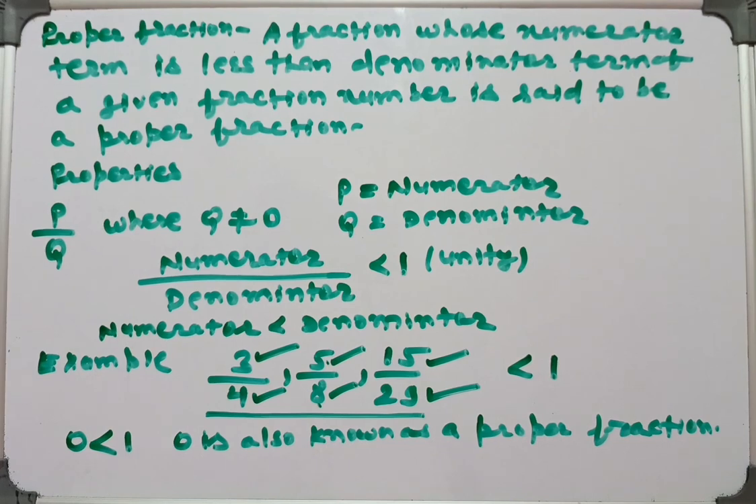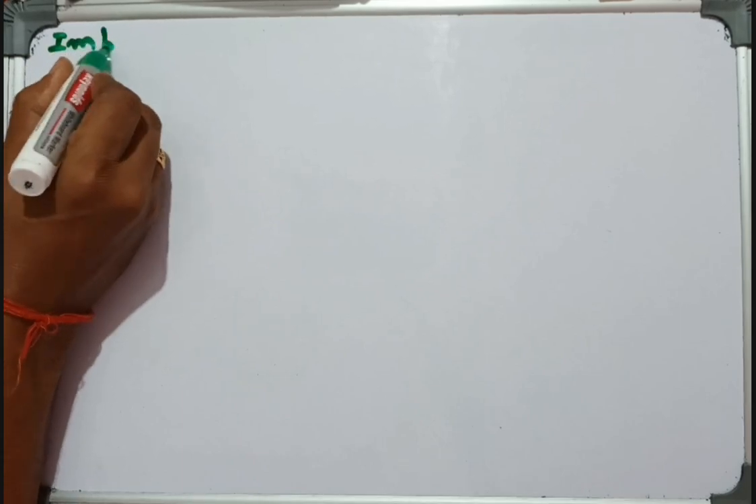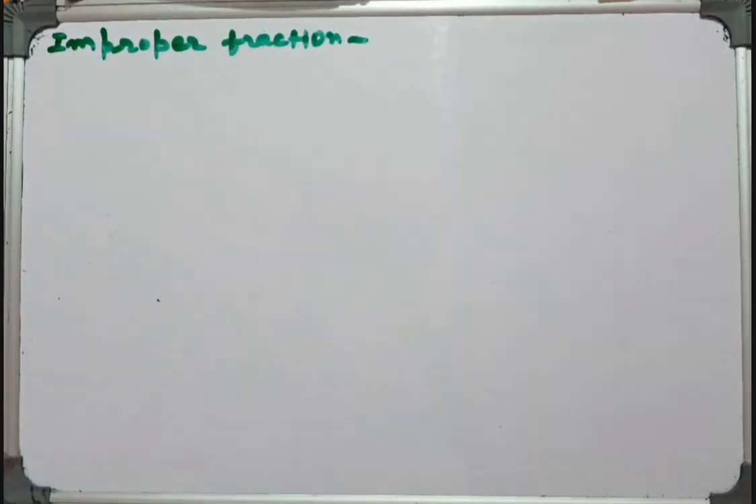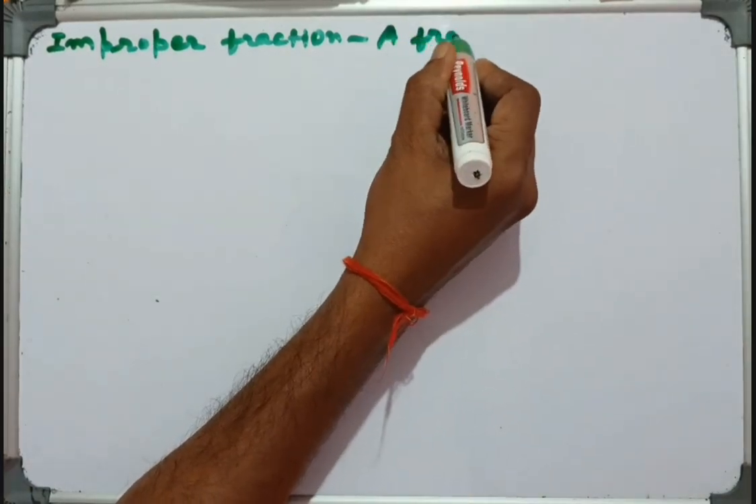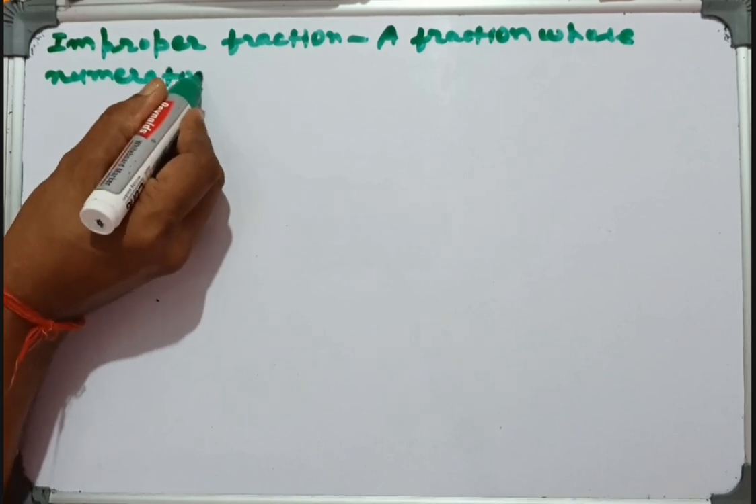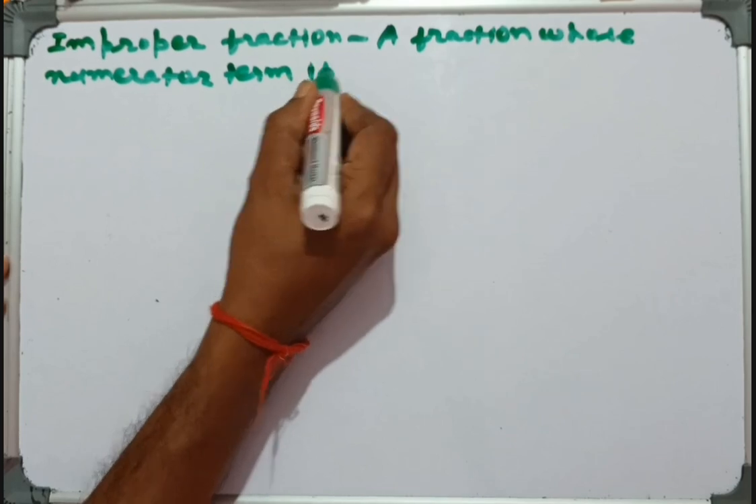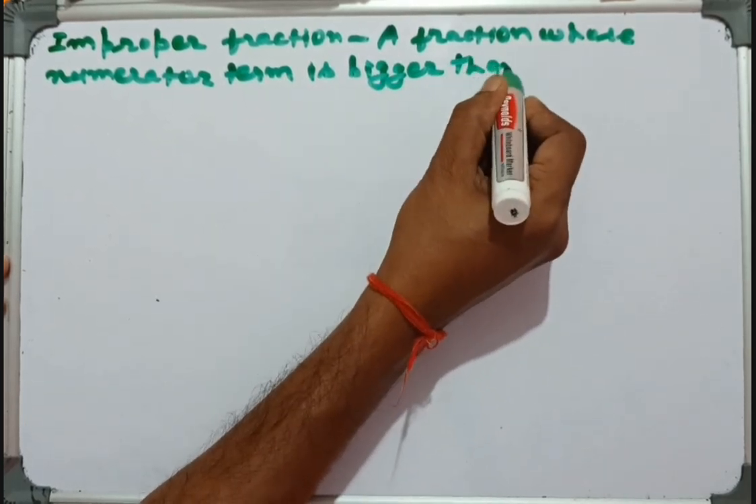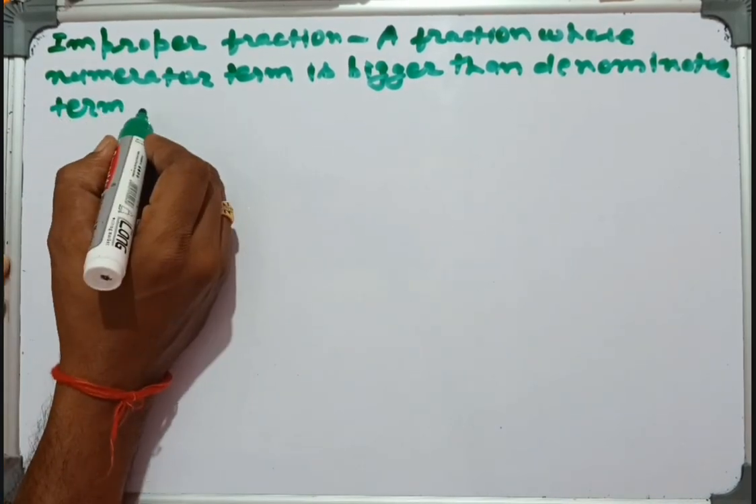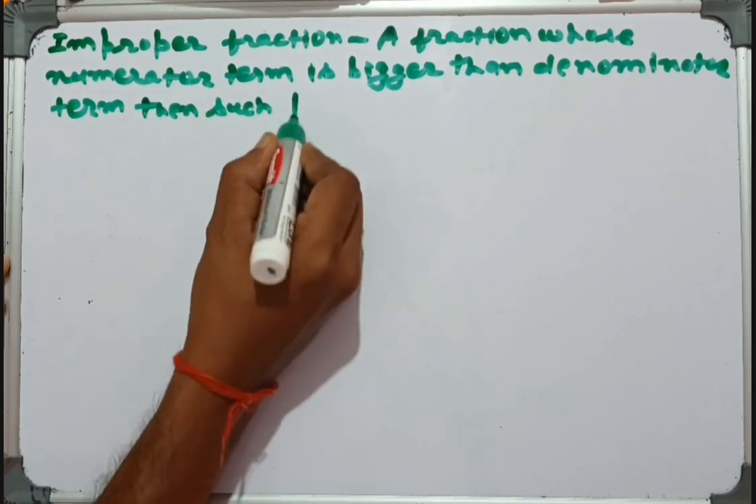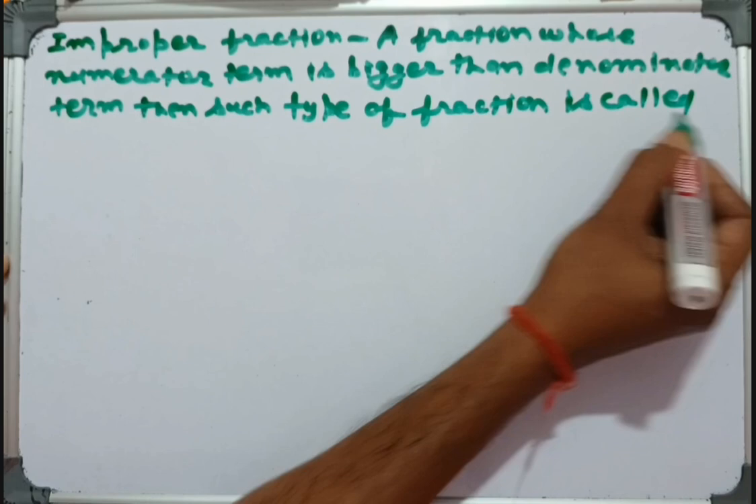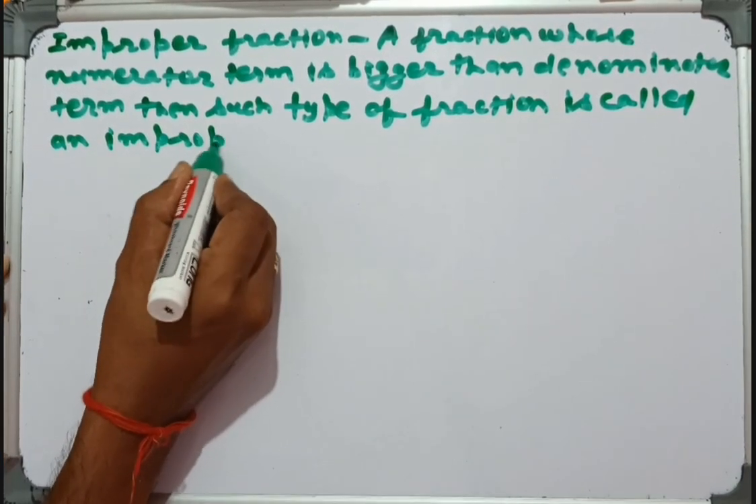Now next we will study improper fraction. Improper fraction: a fraction whose numerator term is bigger than the denominator term, then such a type of fraction is called an improper fraction.